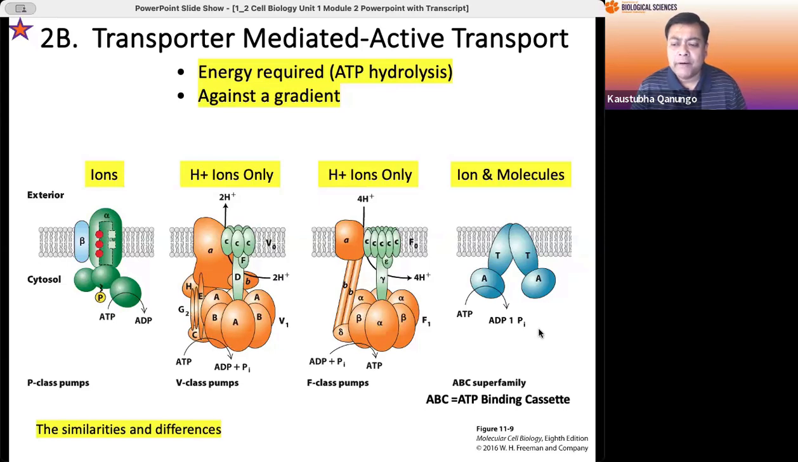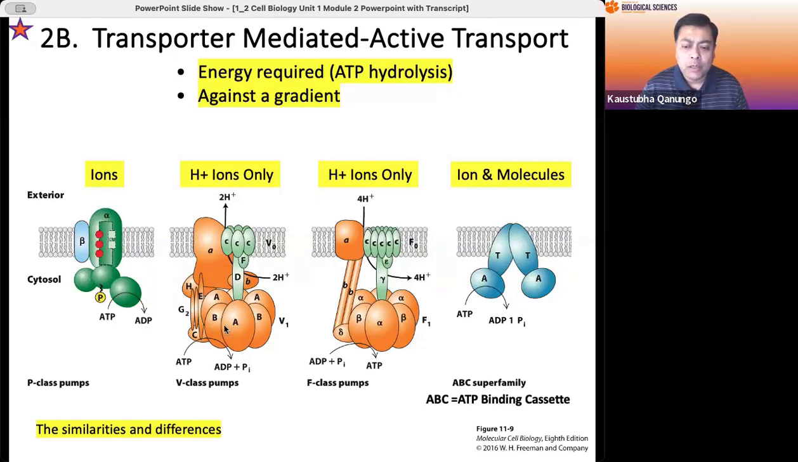There are many different classes of pumps, and we are only going to talk about just two of them for our purpose. So one is what is called a P class pump. They have an alpha beta subunit and work with ATP hydrolysis. Then we are going to talk about these ATP binding cassette pumps, or the ABC superfamily of transporters, which work like a seesaw for transporting large molecules.